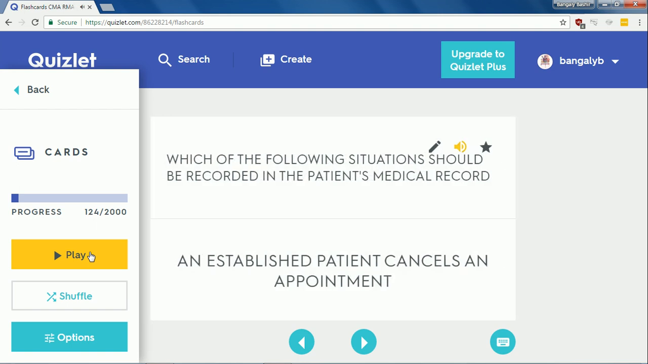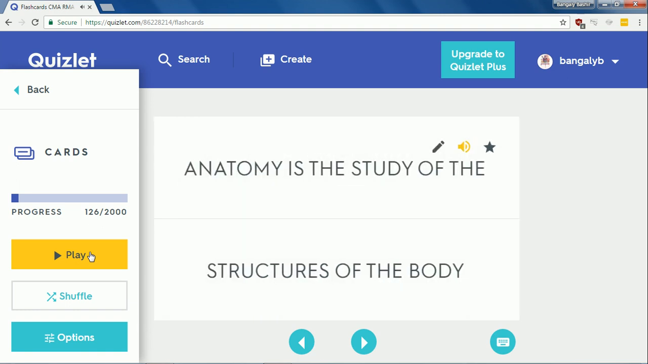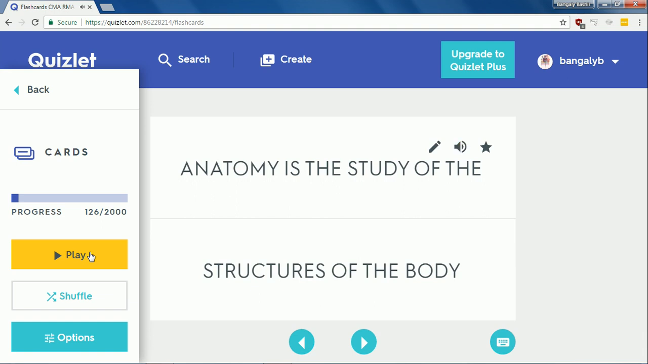Which of the following situations should be recorded in the patient's medical record? An established patient cancels an appointment. Which of the following is the largest organ in the body? Skin. Anatomy is the study of the structures of the body.